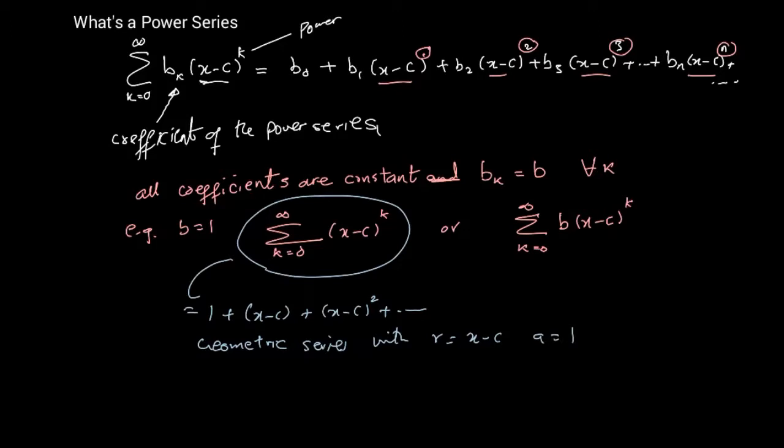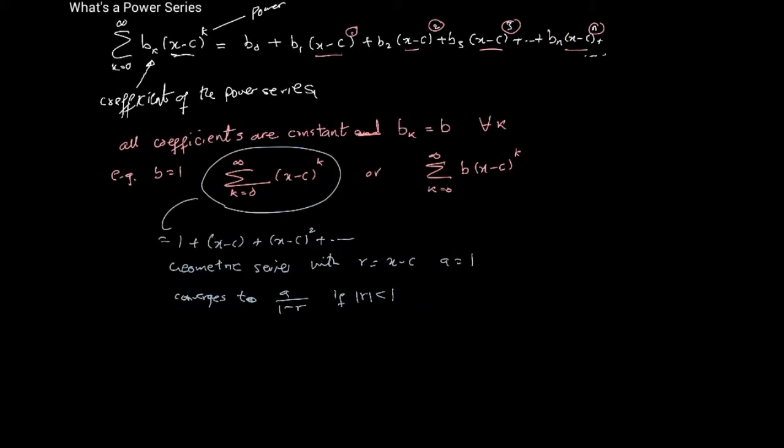Now here we have something interesting that we could look at. What do we know about the geometric series? Well, we know that the geometric series converges to a over 1 minus r, provided that the size of r is less than 1. So if the size of r is less than 1, we know that the geometric series converges to this sum here.